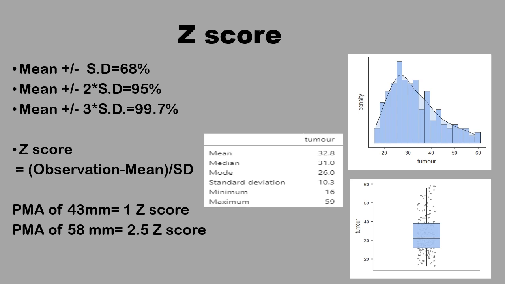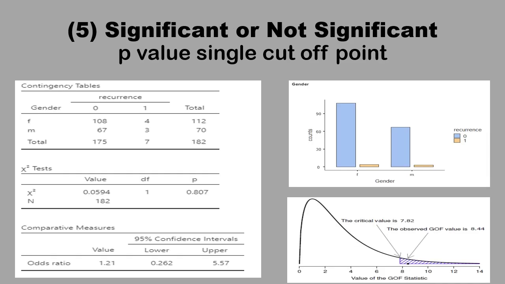If the tumor size is 58 millimeters minus 33, the mean tumor size, this is 25 millimeters divided by 10, then the z-score is 2.5. Remember that any z-score more than 2 means that the size of the tumor would fall into the area of less than 5% of the population, so that's rare. And if the z-score is more than 3, then it is less than 1 in 1,000 or so. It's extremely rare.